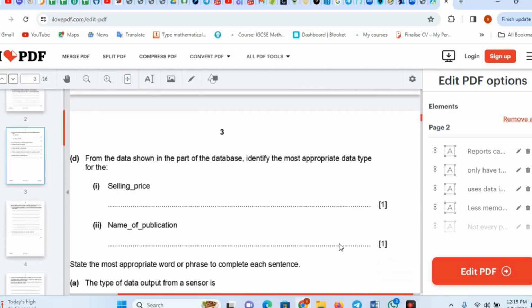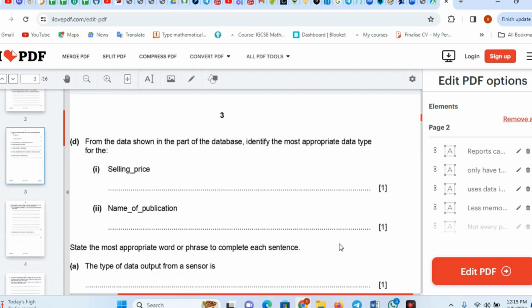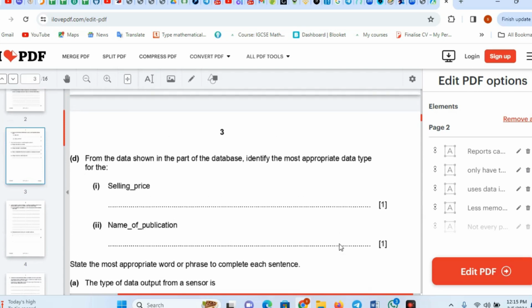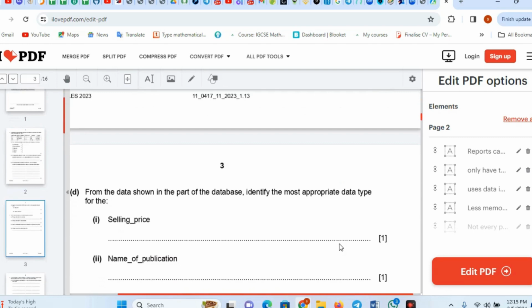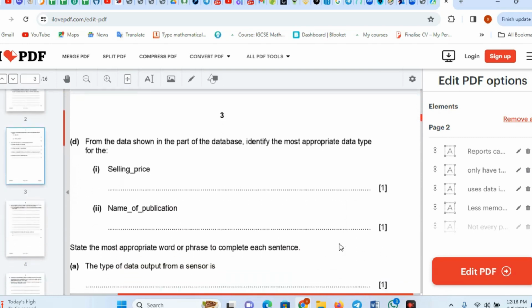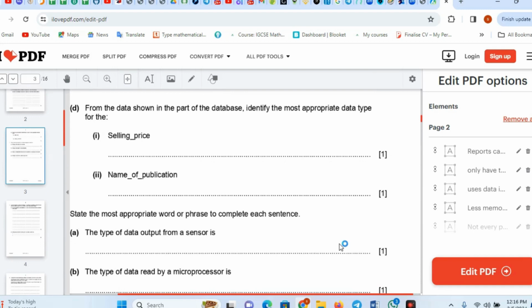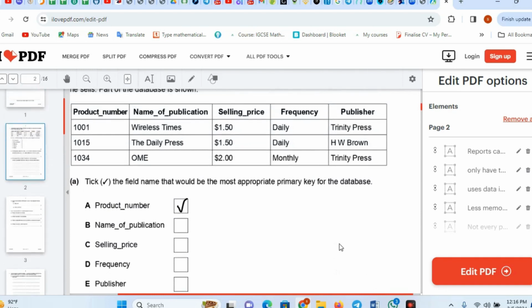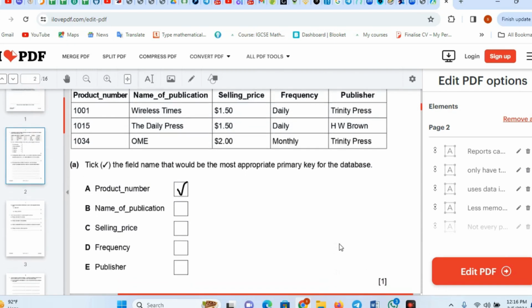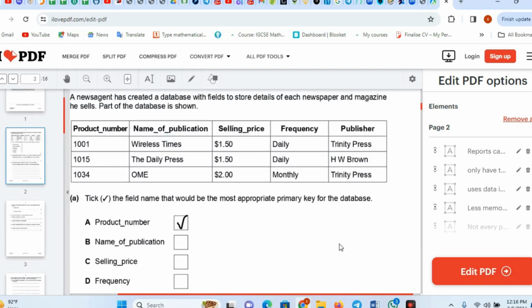So let's go to D then. It says from the data shown in the part of the database, that is the database we saw up here. Can you still remember? Okay, this database. So the question now says, from the data shown in the part of the database, identify the most appropriate data type for 1, selling price. So if you are looking for selling price, you go back to the table and you look at it. Which one do you think? All right, so the answer is what?